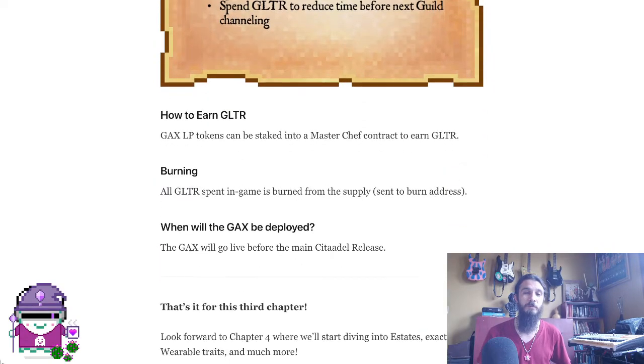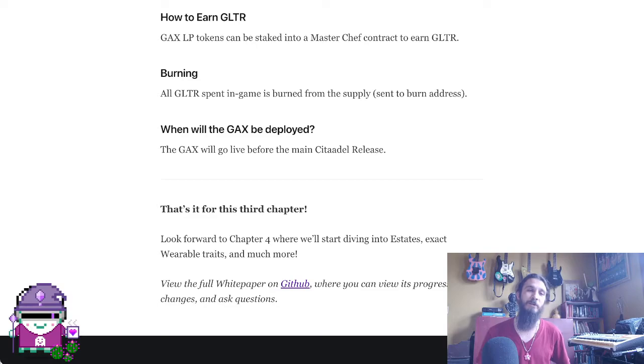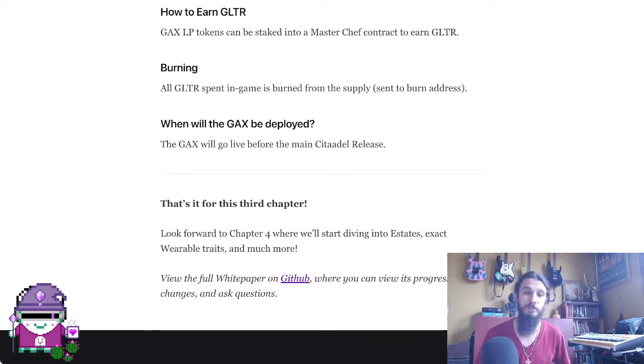And yeah, how do you get Glitter? Well, you're going to take your LP tokens from staking into the pairs on the DEX. By adding liquidity to those pairs, you will be able to get LP tokens that you put into the MasterChef contract to get Glitter. And all Glitter spent in-game is burned. So it becomes even more finite over time.